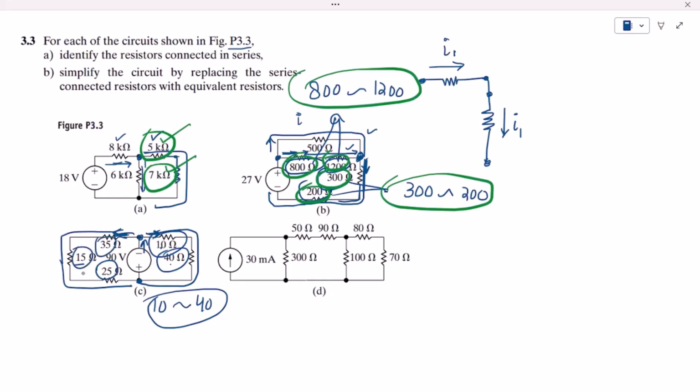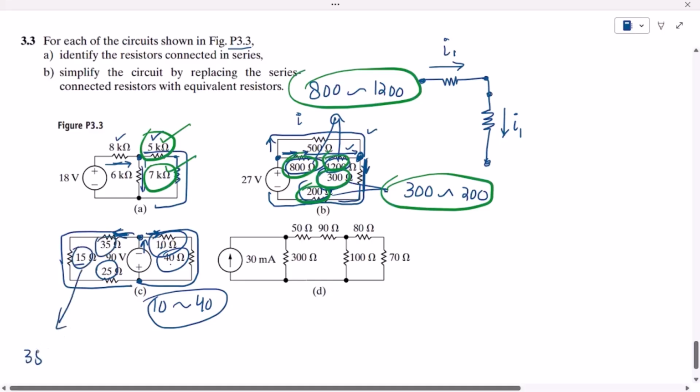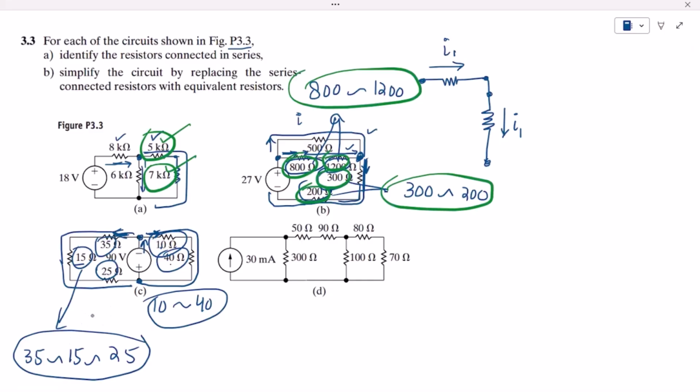Okay, so therefore here this 35, this 15 and this 25, these three are in series with each other because the same current is flowing through these three resistors. So therefore these three are in series with each other. The last one here is this D.